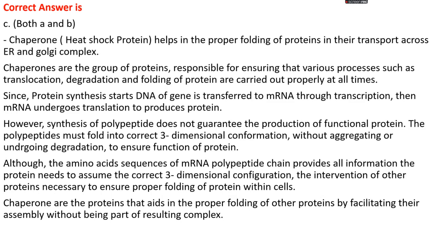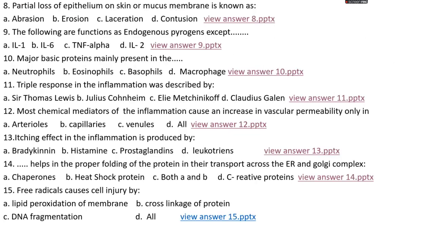Although the amino acid sequence of the polypeptide chain provides all the information the protein needs to assume the correct three-dimensional configuration, there is still a need for the intervention of other proteins to ensure proper folding within a cell, and these other proteins are chaperones, which aid in the proper folding of the protein by facilitating its assembly without being part of the resulting complex. Okay.